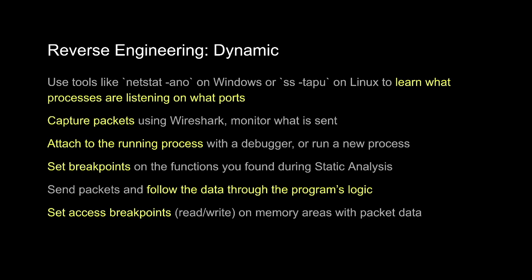But the thing I tend to try to do is attach to the running process with a debugger, or start a new process in the debugger, to see what the flow of packets is out of this process. If you found functions that seem interesting in static analysis, you can then set breakpoints on those functions, and when the function gets hit, you'll see which packet may have triggered it, and you can look for that packet inside of the program. If you send your own packets, or you just wait to get a packet, you can follow the data all the way through the program's logic too.